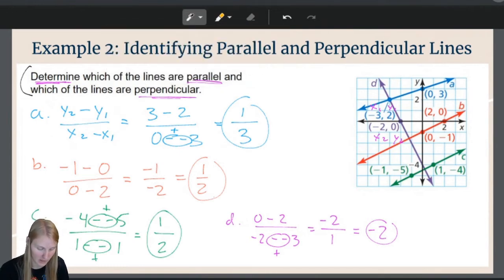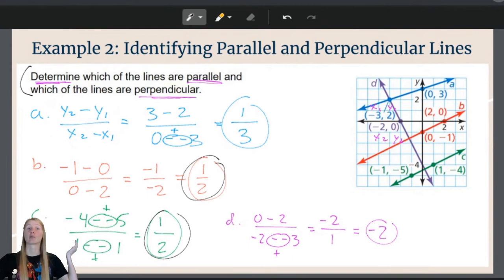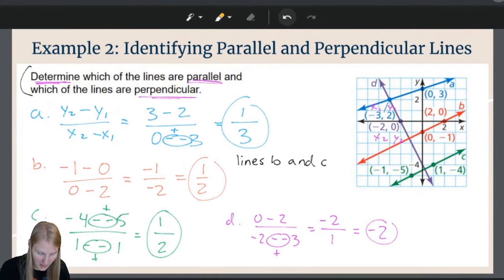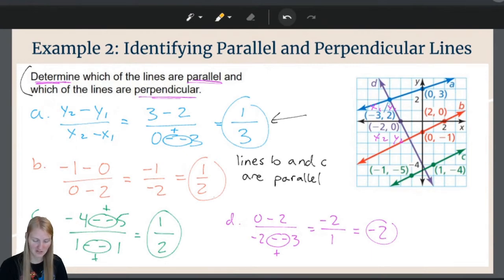So, look at this. These are the same. They're both 1/2. So that means lines B and C are parallel. Now, 1/3 is not the same as any of these. 1/3 is not the same as 1/2, and it's not the same as negative 2. Now, do you notice, are any of these slopes the negative reciprocal of one another?